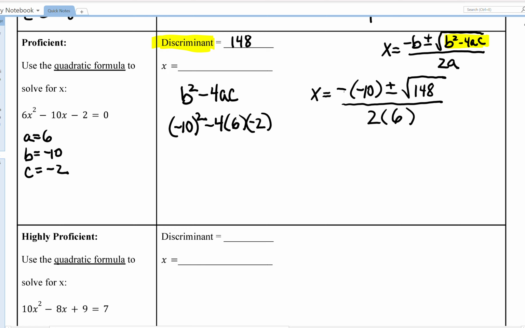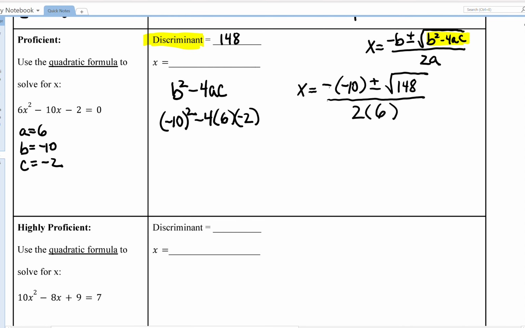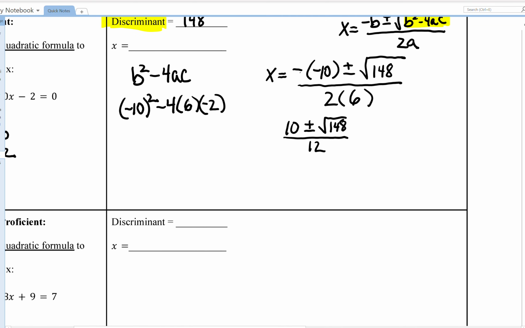So I'm going to do a little simplifying here. The negative of negative 10 is positive 10. I've got plus or minus the square root of 148, and then this is all over 2 times 6, which is 12. Now, depending on where your teacher tells you to go with this, you might write this as two numbers, 10 plus the square root of 148 over 12, or 10 minus the square root of 148 over 12. And that would be your two solutions.